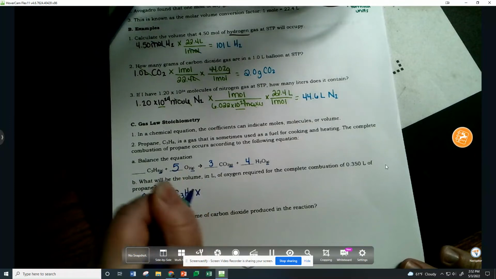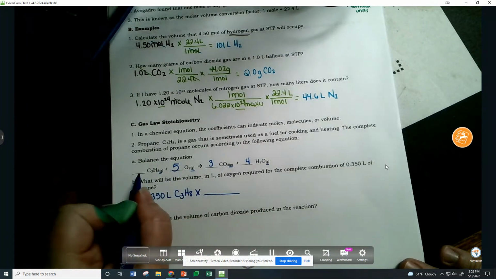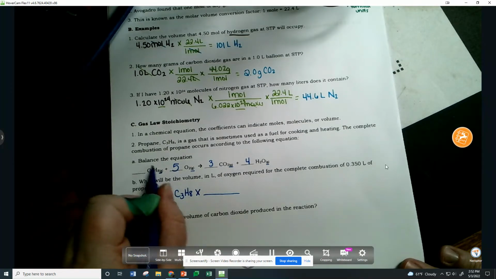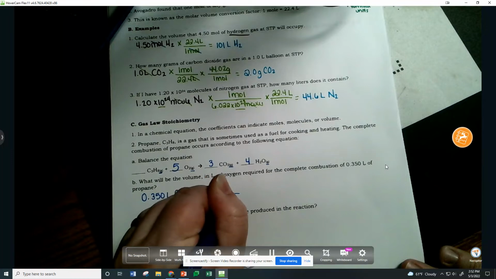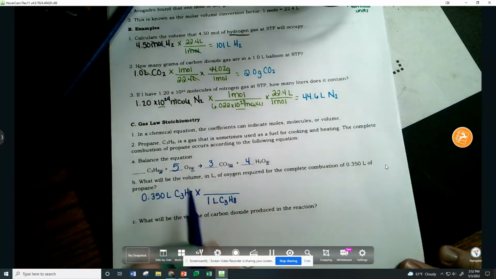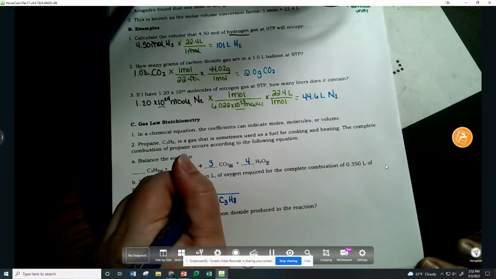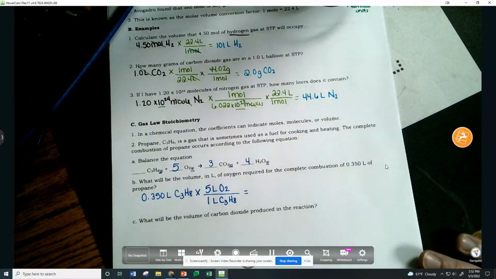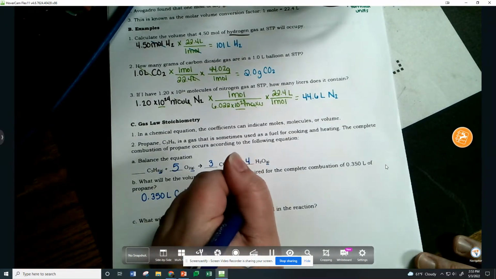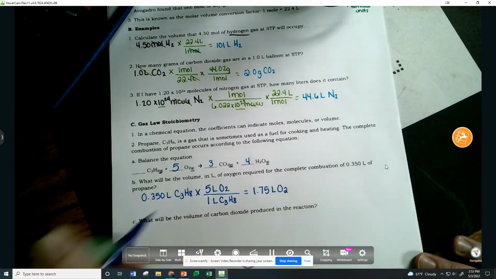So how that sets up is because we are given liters of propane, the ratio here is that this is 1 liter of propane, so 1 L of C3H8, and we're changing it to liters of oxygen, the coefficient there being 5. So it's a 5-to-1 ratio. And all that's necessary then is multiplication to then get your answer. So when I multiplied that out, I got an answer of 1.75 liters of oxygen.